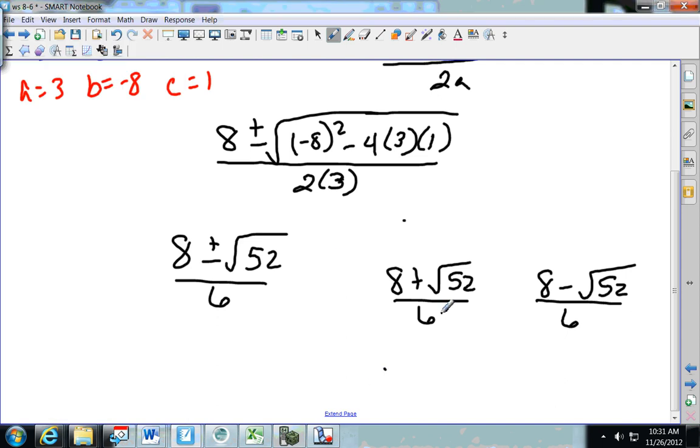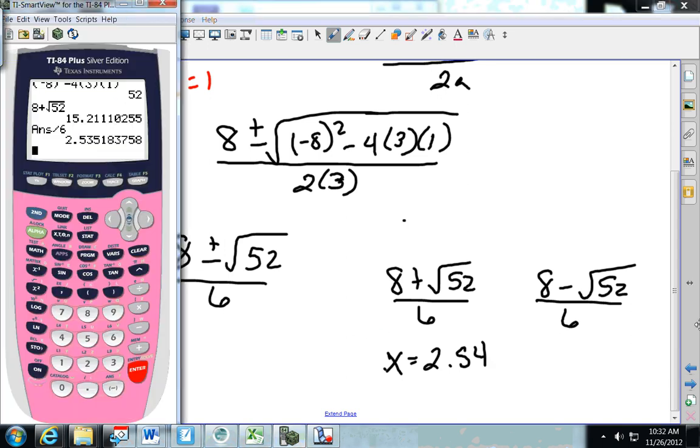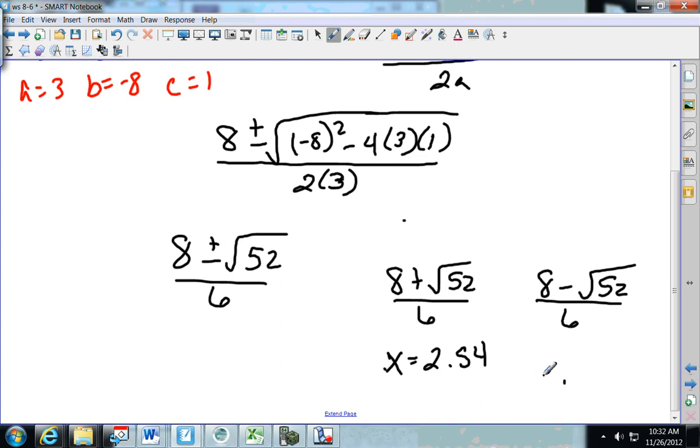So one of them is x equals 2.54. The next one, I'm going to take 8 minus the square root of 52. Press enter. Divided by 6. Press enter. Well, that's a 1 back there at the thousands, so this is 0.13. So my other one would be x equals 0.13.